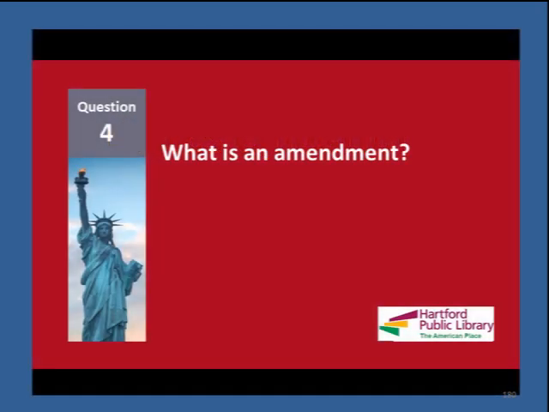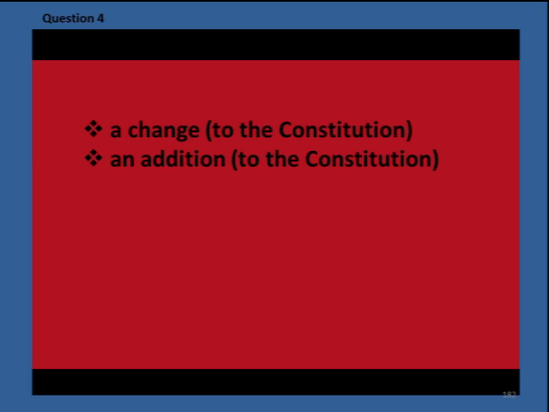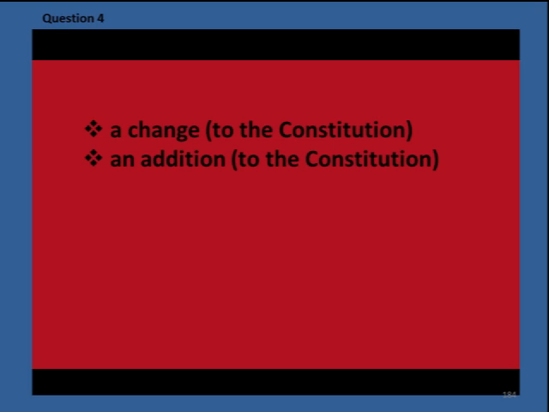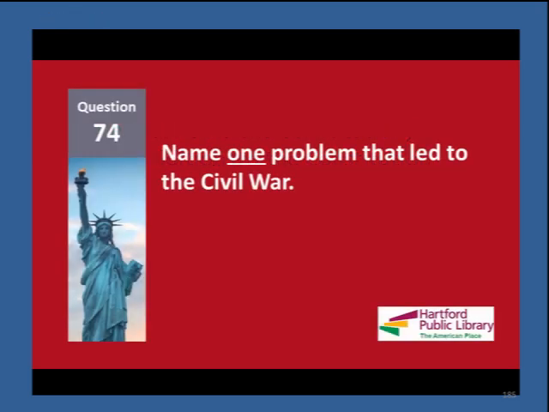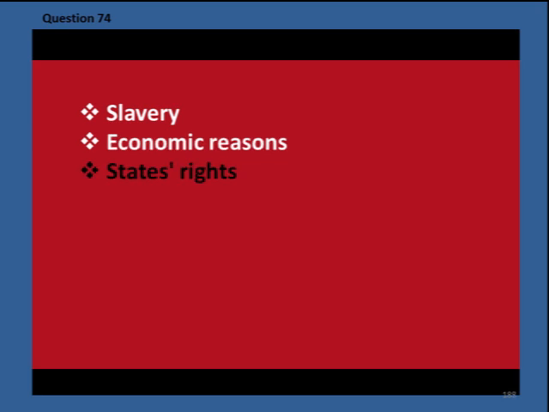Question 4. What is an amendment? A change or addition to the Constitution. An amendment is a change or addition to the Constitution. Question 74. Name one problem that led to the Civil War. Slavery. Slavery is one problem that led to the Civil War. 2 other problems that led to the Civil War were economic reasons and states' rights.